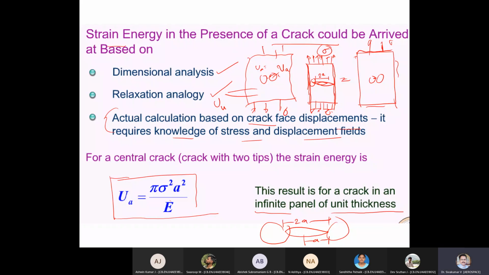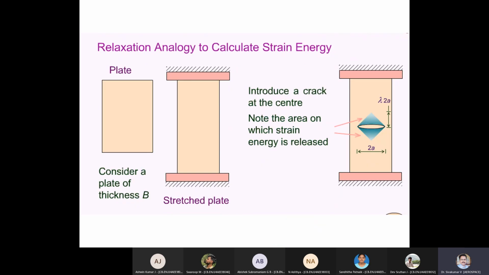Dimensional analysis, relaxation analysis, actual calculation. Either way you calculate, consistently you should get the same formula. You can find energy in different ways. Ultimately, you should get the same energy, no? Okay, let us see one example. Relaxation analogy to calculate strain energy. How to find strain energy means this is one method, what is called relaxation analogy.